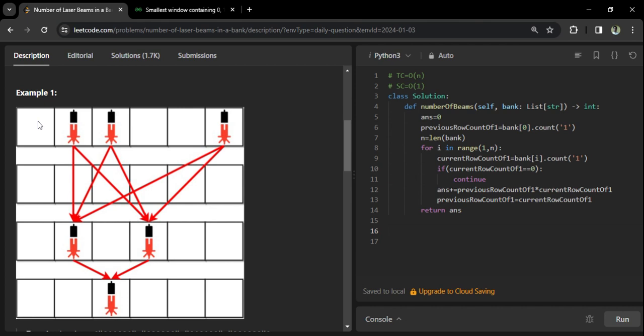For example, in this case row 1, row 3 and row 4 have devices, right? So please try to understand where these arrows are going. As you can see, all the arrows from row 1 are going to row 3 only. None of the arrows from row 1 are going to row 4. That means the security beam can exist only between a row and the very next row which has a security device. As simple as that.